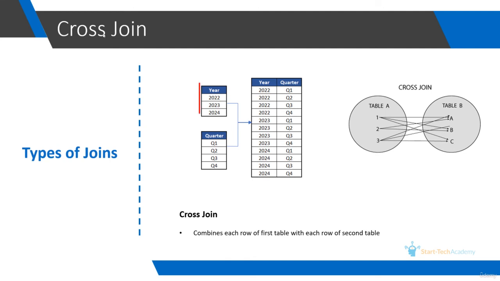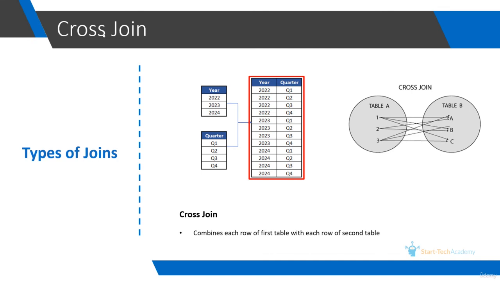Suppose in my first table, I had these three values of years, 2022, 2023 and 2024. And in my second table, I had these four quarters, quarter 1, quarter 2, quarter 3 and quarter 4. What I wanted to achieve was, for each year, I wanted to have these four quarter values. You can see in the resultant table on the right, I want for year 2022 the four quarter values, then for year 2023 the four quarter values, and then for year 2024. This can be achieved using cross join.